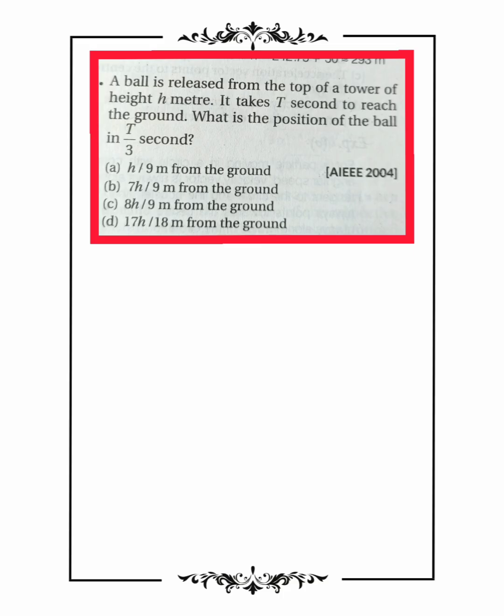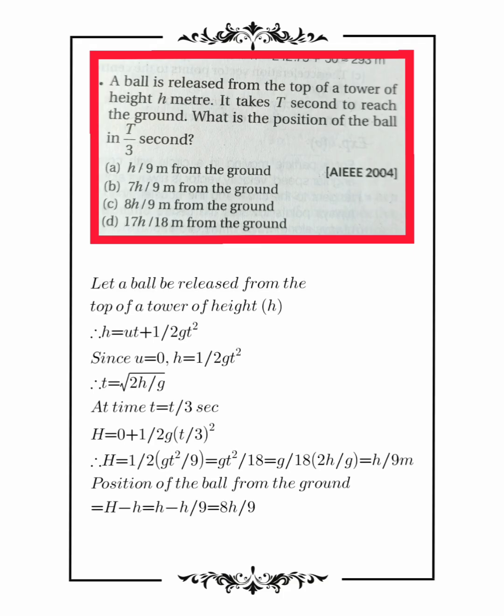A ball is released from the top of a tower of height h meters. It takes t seconds to reach the ground. What is the position of the ball in t by 3 seconds? The height of the tower from which the ball is dropped is h meters. Time taken by the ball to reach the ground is t seconds. We have to find out the position of the ball when the time is t by 3 seconds.